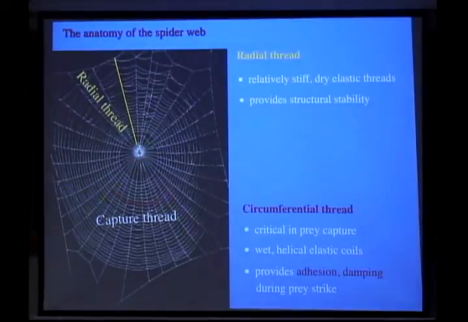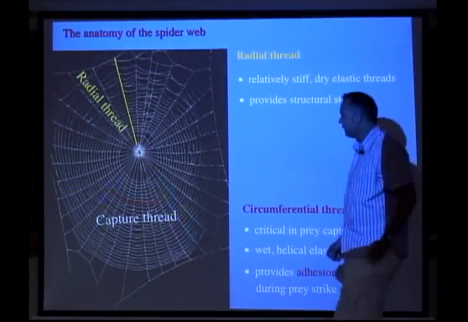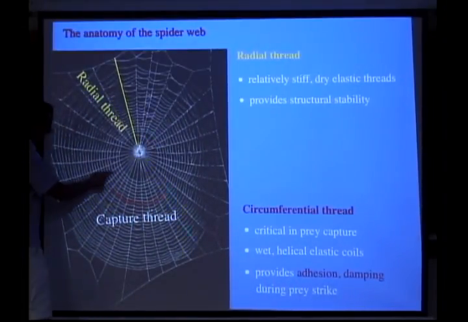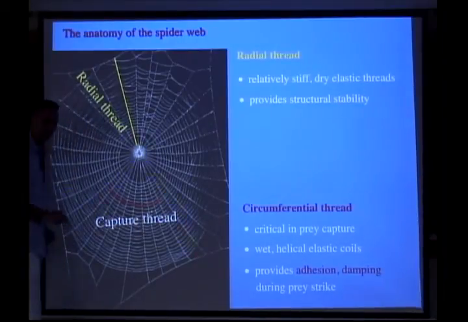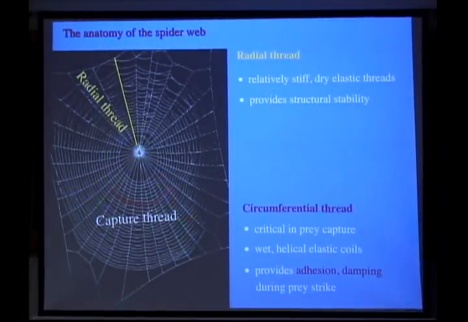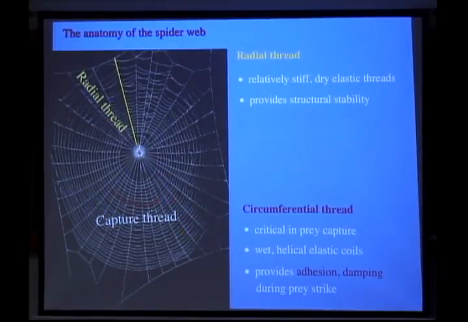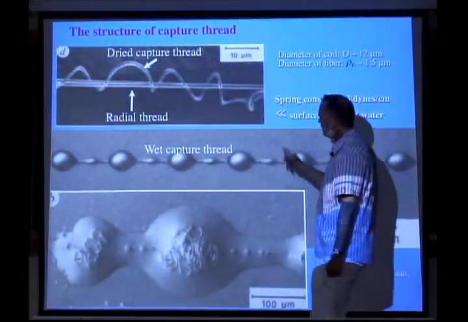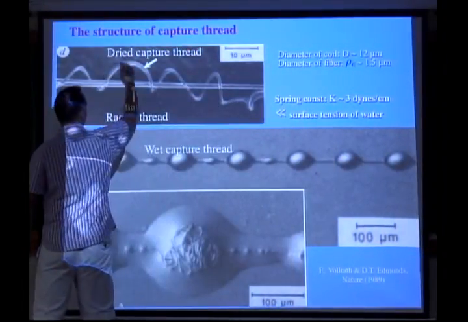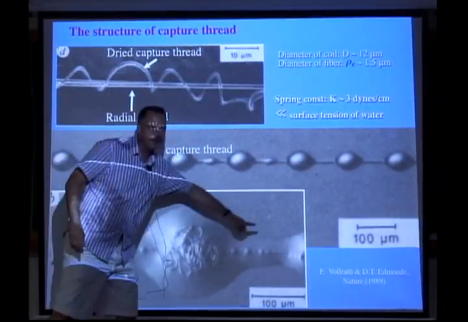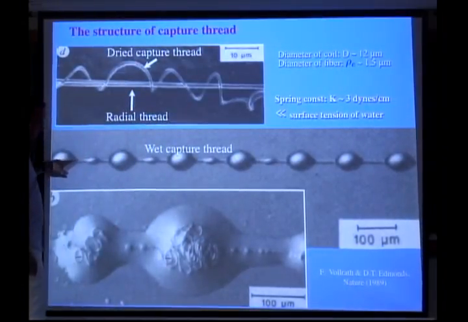Okay, and so the spider web, if you look at a spider web, the radial threads are basically structural, so they keep the thing in place, but these are capture threads, okay? These capture threads are designed for catching prey. So the radial threads are sort of stiff and dry, but these capture threads, so this is the radial thread, and this is the dried capture thread, but the capture threads are actually in fluid, which looks like this, right?